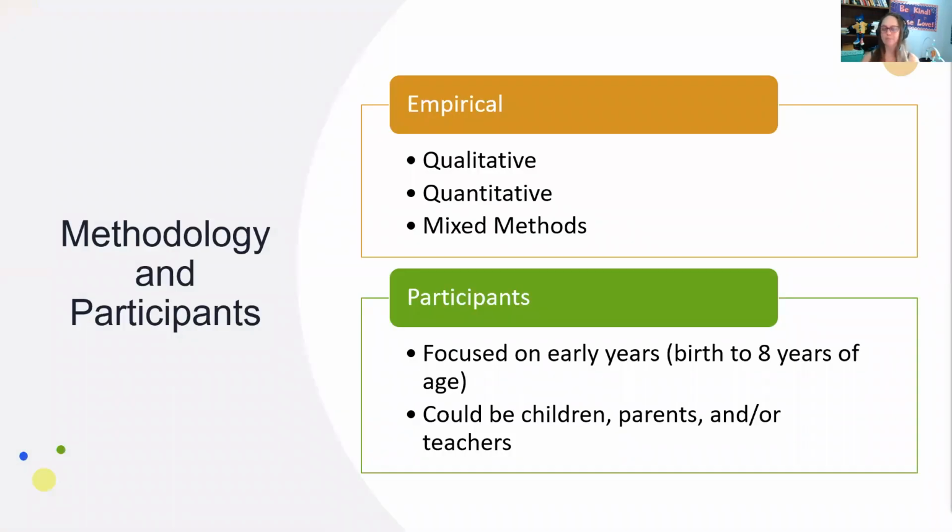I then looked at the methodology and the participants within the articles that were left. So within those 20, they needed to be empirical research. That means either qualitative, quantitative, or mixed methods. And the participants had to be early years age, so that means birth to 8 years of age. Now, the research did not necessarily have to be directed at early childhood children. It could also be the parents or teachers of early childhood, but the children that were looked at needed to be early years.